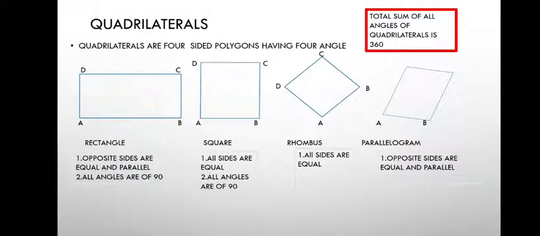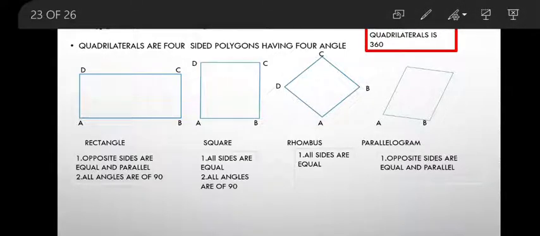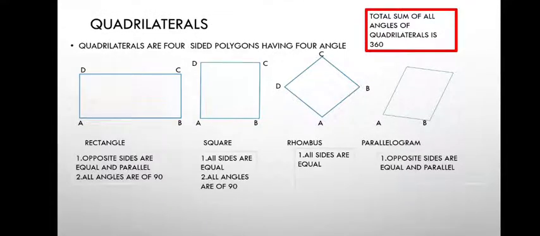Then the square. In a square, all sides are equal. All angles are of 90 degrees. Then a rhombus. In a rhombus, all sides are equal, so we can call a rhombus a regular polygon. Parallelogram: in a parallelogram, opposite sides are equal and parallel to each other. So these are the types of quadrilaterals.